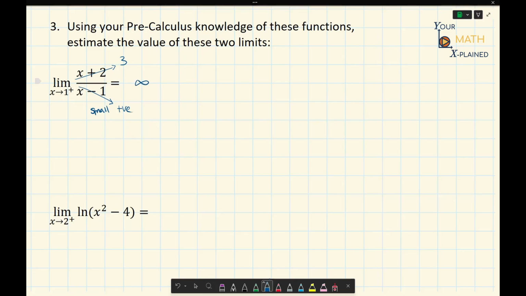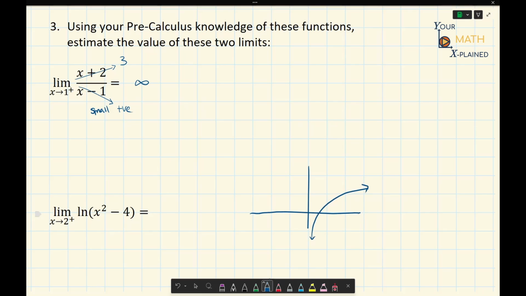Our next question is to find the limit of ln of x squared minus 4 as x approaches 2 from the positive side. Now just a quick refresher. The graph of ln of x looks something like this.